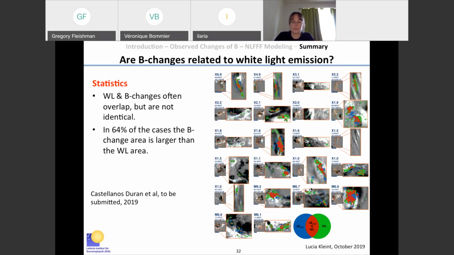This paper deals with how big the areas are, what the dependence is, and how many flares show both white light and magnetic field changes.